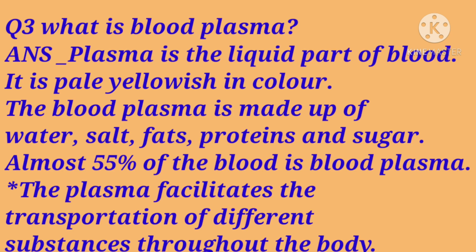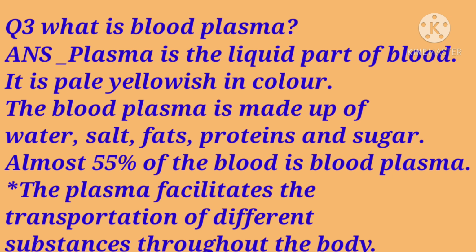In the leaves, small pores that are called stomata allow water to escape as a vapor. Now the next question number 3: what is blood plasma? Plasma is the liquid part of the blood. It is pale yellowish in color. The blood plasma is made up of water, salt, fats, proteins and sugar. And among all these substances, water is present in the largest amount, almost 90%.